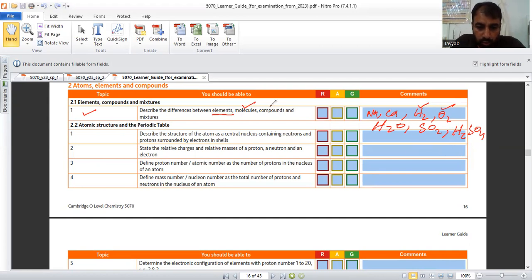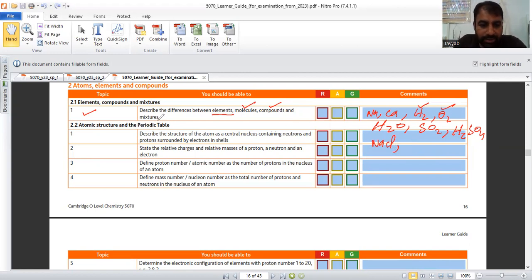Again, we discussed that when two or more different elements chemically combine, or instead of elements you can also say atoms, that is, when two or more different atoms chemically combine, they form a compound, a molecule, or a formula unit. Here I have used the word formula unit. Formula unit is used to give the name to an ionic compound. For an ionic compound, we cannot use the word molecule. You have to use formula unit.